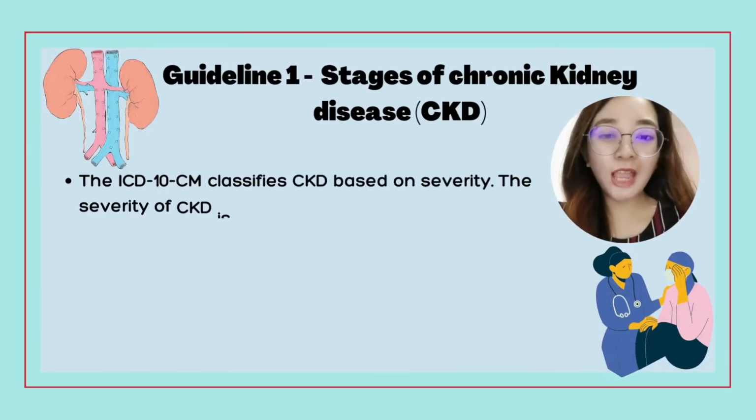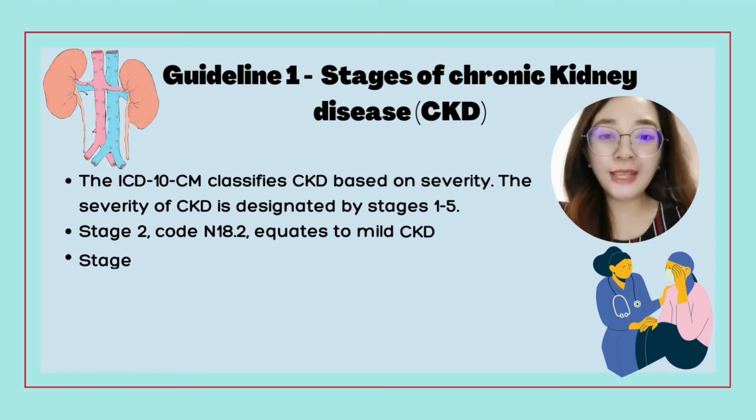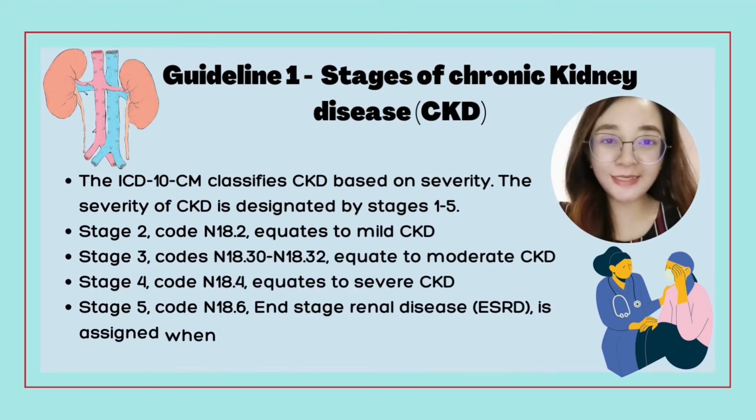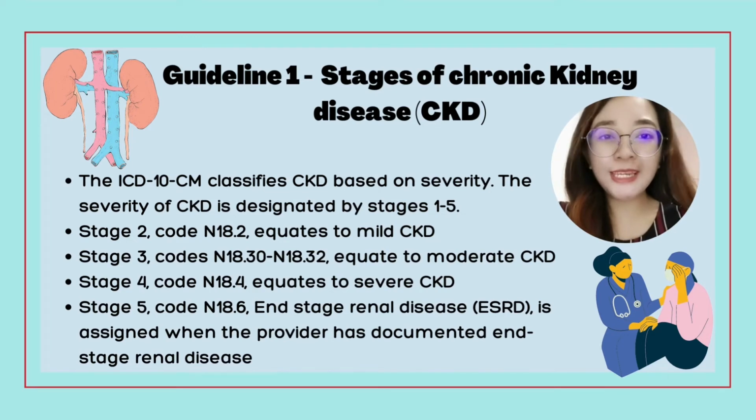So, next, I will explain the ICD-10 guideline for stages of chronic kidney disease. Chronic kidney disease is divided into 5 stages. The ICD-10 classifies CKD based on severity. The severity of CKD is designated by stages 1 to 5. Stage 2, code N18.2, equates to mild CKD.